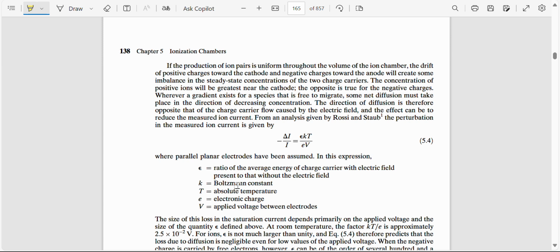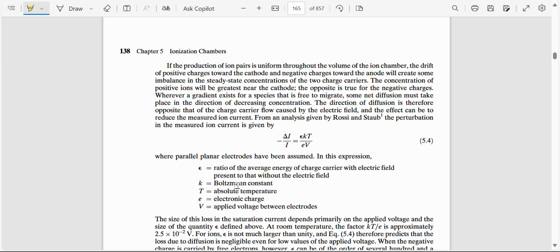If the production of ion pairs is uniform throughout the volume of an ion chamber, the drift of positive charge towards the cathode and negative charge towards the anode creates some imbalance in the steady state concentration of the two charge carriers. So he is just saying that if your production of ion pairs is uniform in the ion chamber, then the positive charge moves towards the cathode and the negative charge moves towards the anode, which creates an imbalance in the steady state concentration of the two charge carriers. The concentration of the positive ions will be greater near the cathode, and the opposite is true for the negative charge.